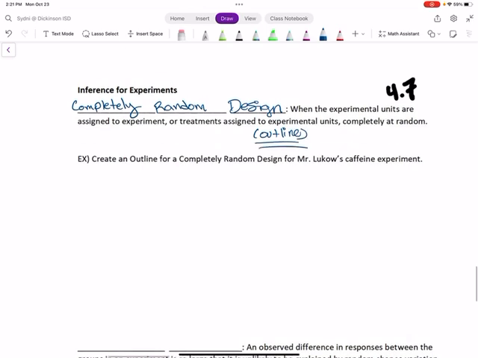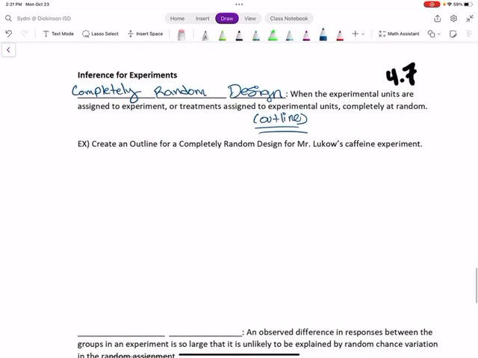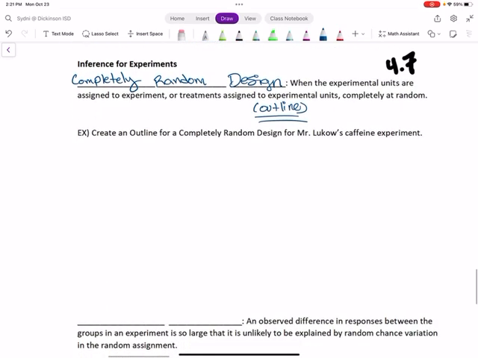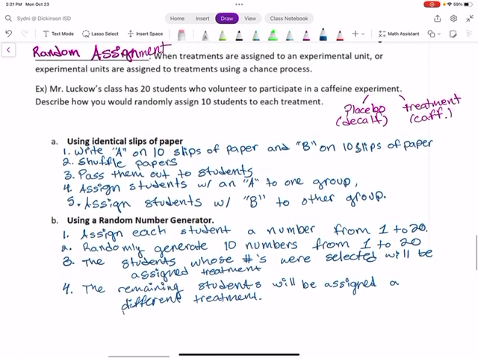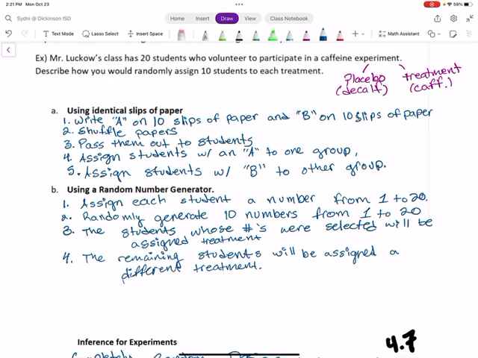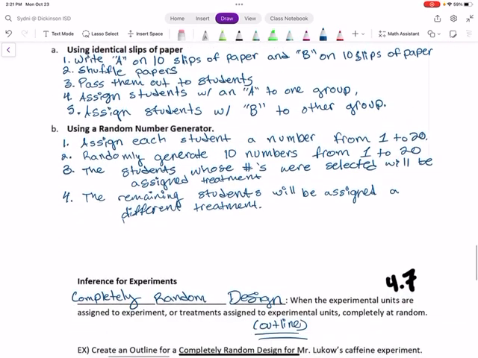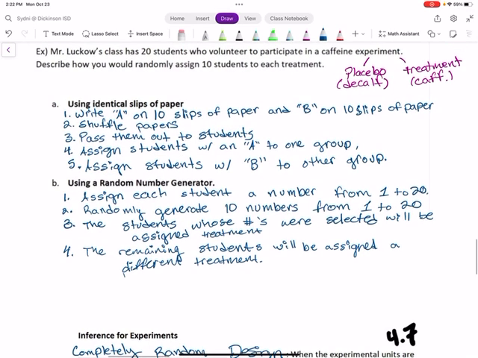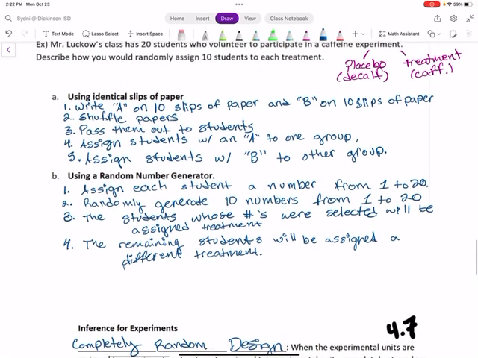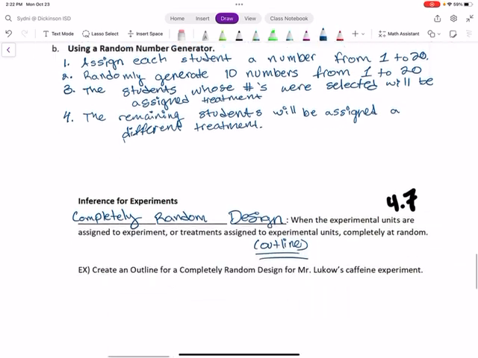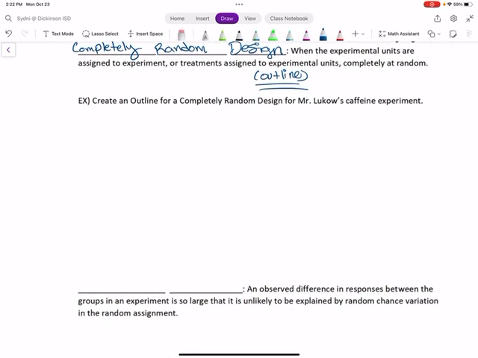Now, what we're going to be doing is we're going to create a completely random design, or an outline, for Mr. LaCal's caffeine experiment. So this is what we talked about in 4.6. Let me just scroll up real quick. In 4.6, these are those notes. We're talking about how Mr. LaCal wants 20 students to volunteer to participate in the caffeine experiment, and we had to describe how he was going to randomly assign those students. Now, the outline is kind of the big picture, how the experiment is going to run.